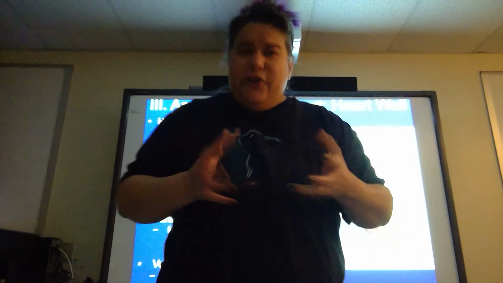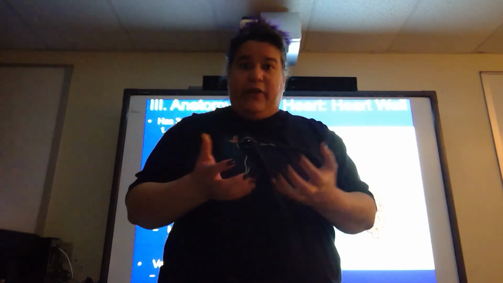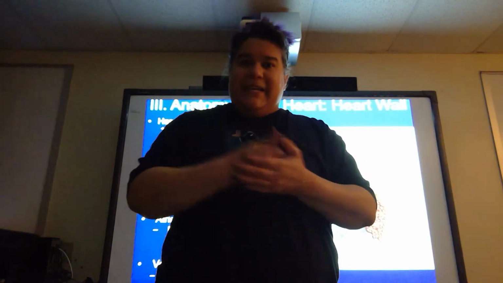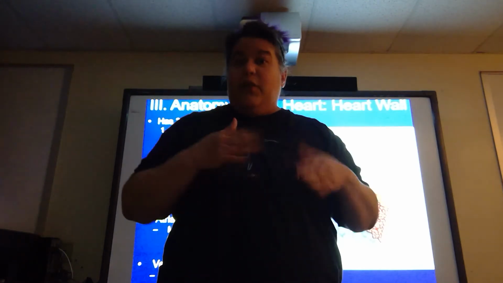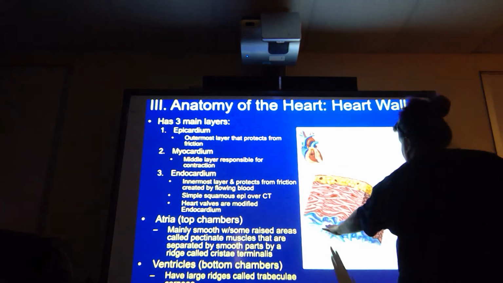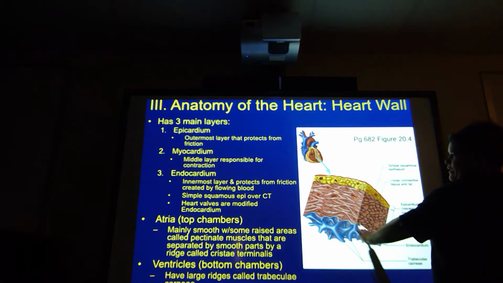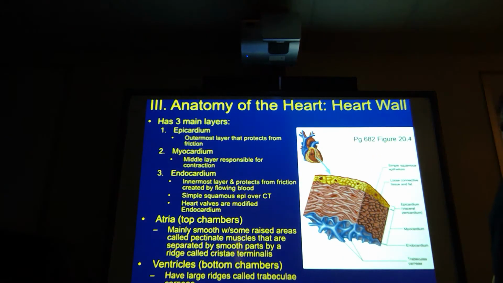So the inner chambers of your heart actually do have to have a protective layer around them so that it doesn't irritate or get irritated by the blood that's flowing through them. That's why it is a protective layer. It protects from the friction created by the flowing blood.